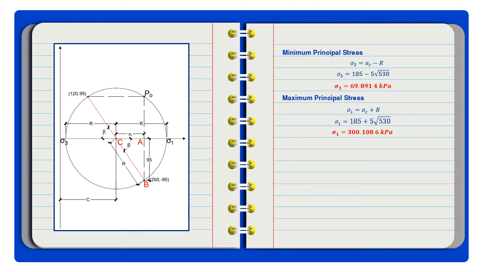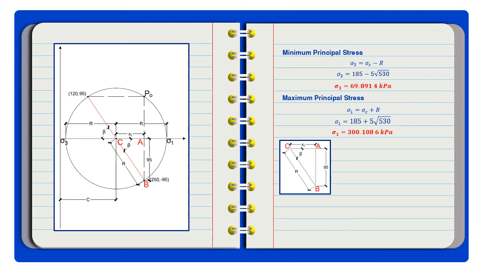Then, after getting the pole, isa pang importanteng property nung circle natin will be the value beta. Si beta kasi, pwede natin gamitin as reference kapag kukunin na natin yung stress on plane AB nung element natin. So, to determine beta, let's extract a triangle which is ABC. So, makakabuo kasi tayo ng triangle na to. So, let's extract the triangle ABC.